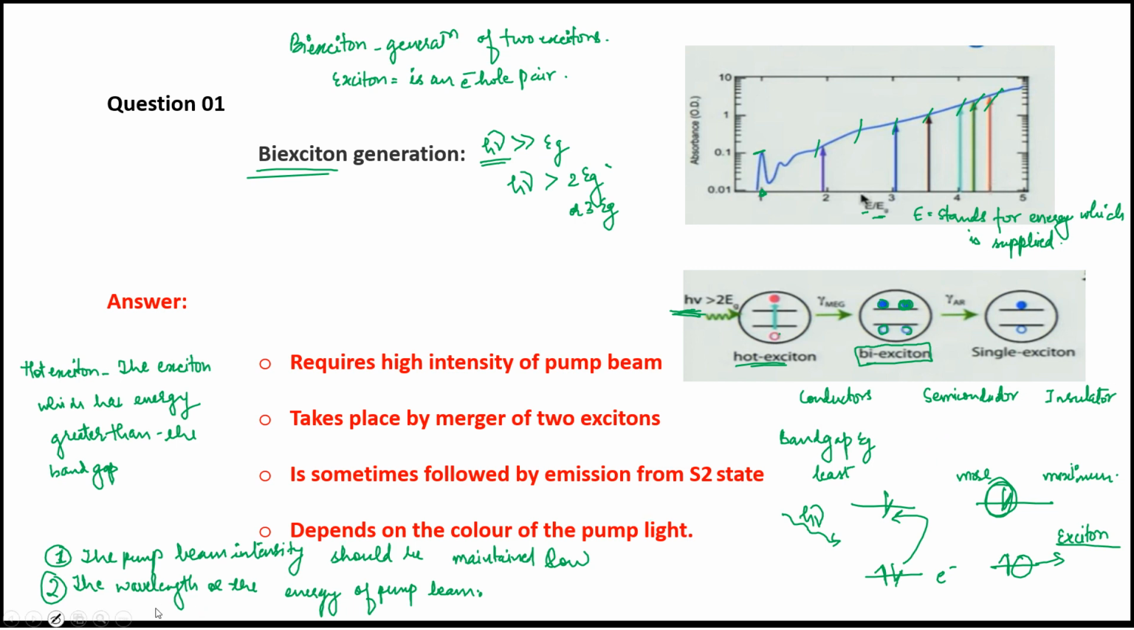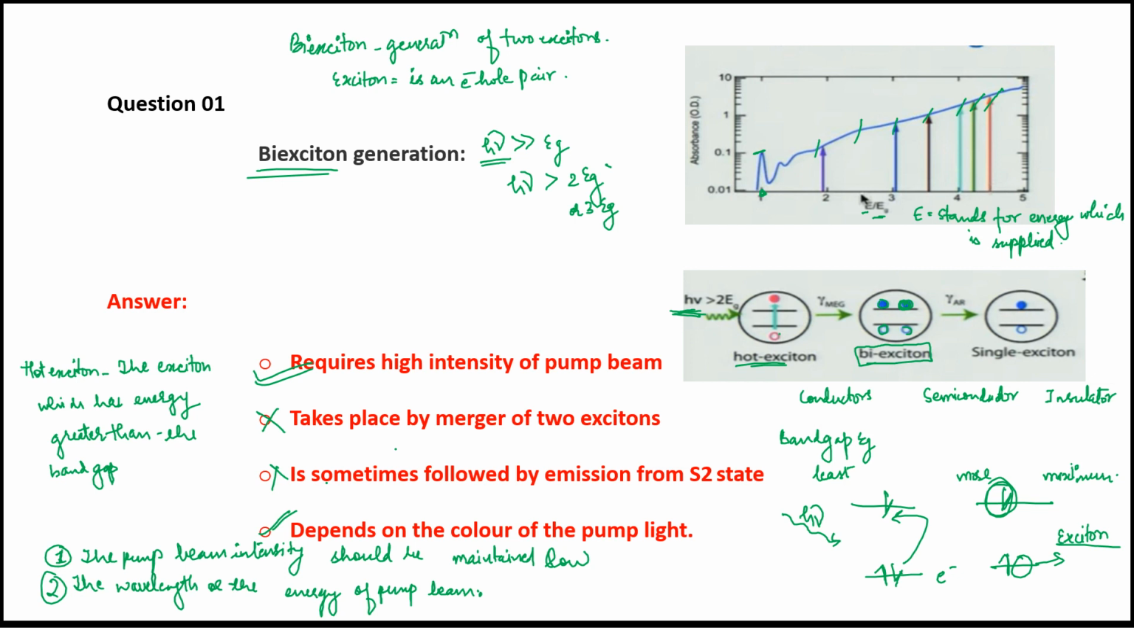Now wavelength is directly controlled and that also affects the color. That is why in the case of bi-exciton formation, we have two options that are correct. The first one, requires high intensity of beam. No. The second, takes place by merger of two excitons. No. In this, two excitons are rather generated and not merged. Is sometimes followed by emission from S2 state. So no. In the case of bi-exciton formation, the excess energy that this hot exciton possesses is given to another electron to get excited to a higher level. It also depends on the color of the pump.